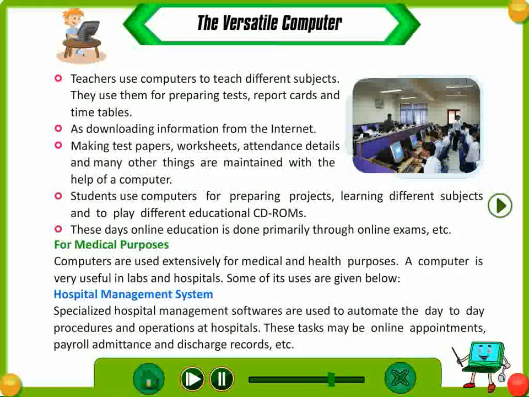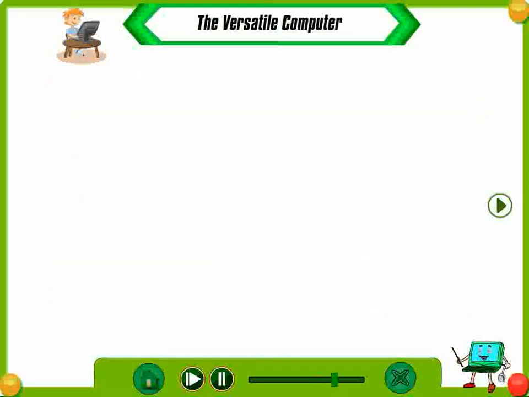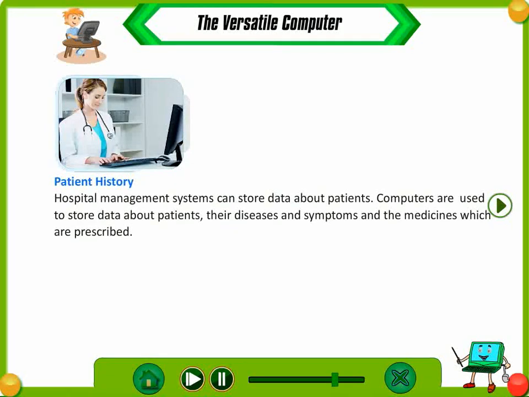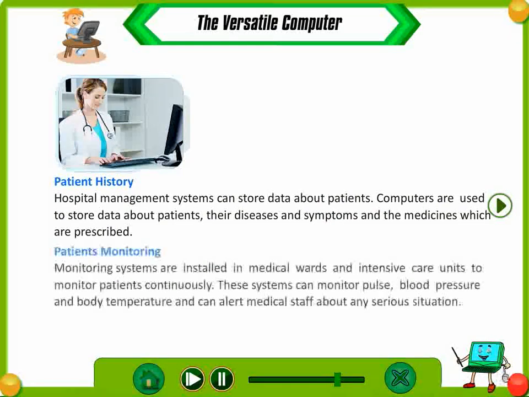Hospital Management System. Specialized hospital management software is used to automate the day-to-day procedures and operations at hospitals. These tasks may be online appointments, payroll, admittance and discharge records, etc. Patient history. Hospital management systems can store data about patients. Computers are used to store data about patients, their disease and symptoms, and the medicines which are prescribed.